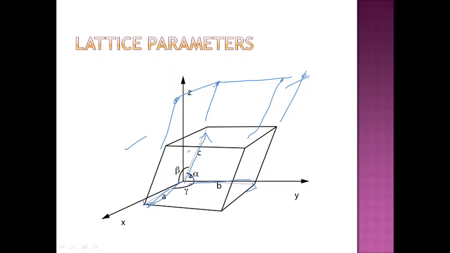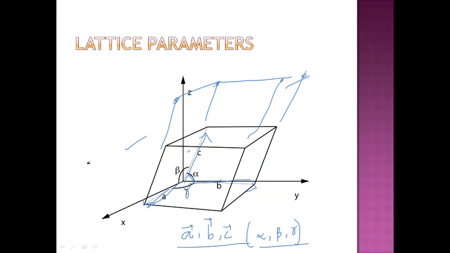Please note that alpha is the angle between vectors B and C, beta is the angle between the other two axes A and C, and gamma is the angle between A and B. So if we know these three vectors A, B, C, and if we also know the angles between them, alpha, beta and gamma, then effectively we will be able to construct the complete crystal structure, the complete lattice structure from these parameters, right?